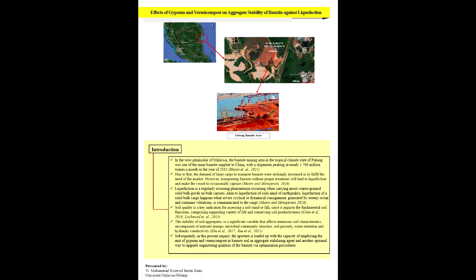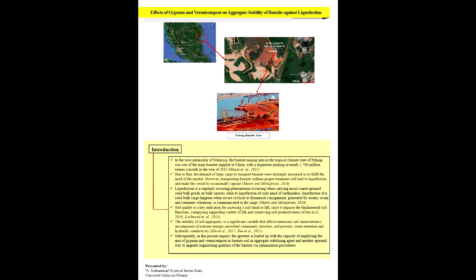In the West Peninsula of Malaysia, the bauxite mining area in the tropical climate state of Pahang was one of the main bauxite suppliers to China, with shipments peaking at nearly 1,766 million tons a month in the year 2015. Due to that, the demand for large cargo vessels to transport bauxite strikingly increased to fulfill the need of the market. However, transporting bauxite without proper treatment will lead to liquefaction and can make the vessel occasionally capsize.